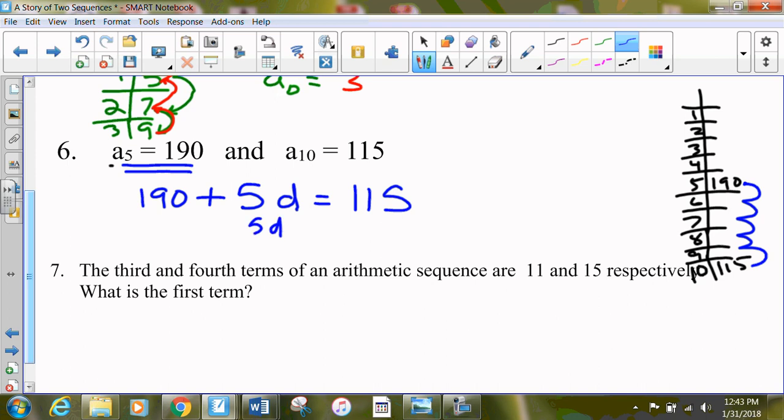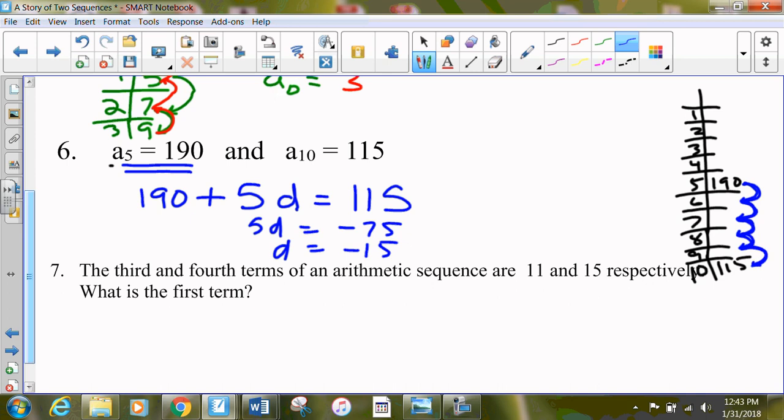We get 5D is equal to negative 75, and we divide 5 on both sides, and we get D is negative 15, which makes sense, right? As we're moving down this table, if you're subtracting 15 each time, and you do that 5 times, you're going to end up at 115.